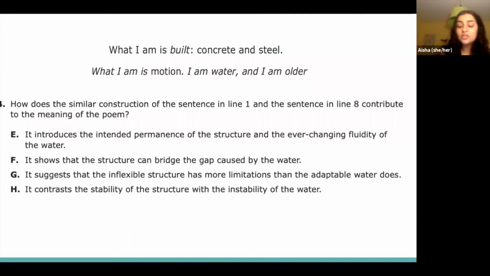We need to examine how the 2 lines are similar. In this case, lines 1 and 8, which I just put up. So pause for a second if you need to and just make note of how these 2 lines are similar. That's important to the question. Now we're going to go on to the answer choices.